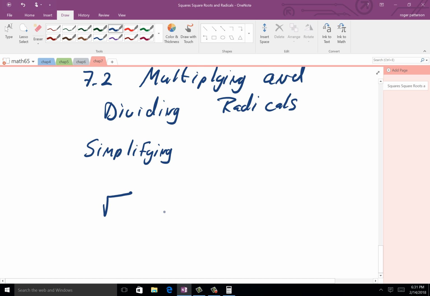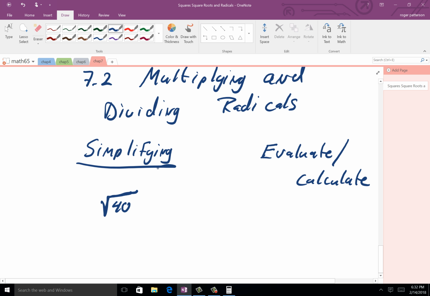So if I have the square root of 40, I can take a calculator, figure out what the square root of 40 is, get an answer, round it to tenths, hundredths, whatever, and that would be fine. But in some cases, we need to have what we call an exact answer. So there's a difference between evaluate, calculate, and simplify.